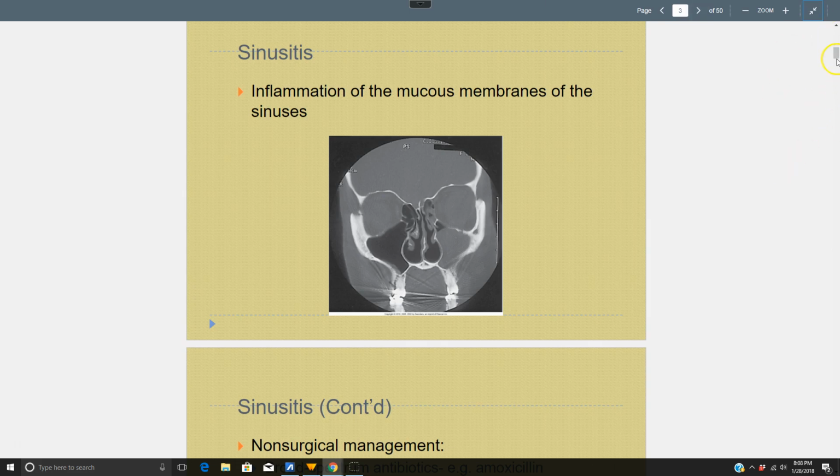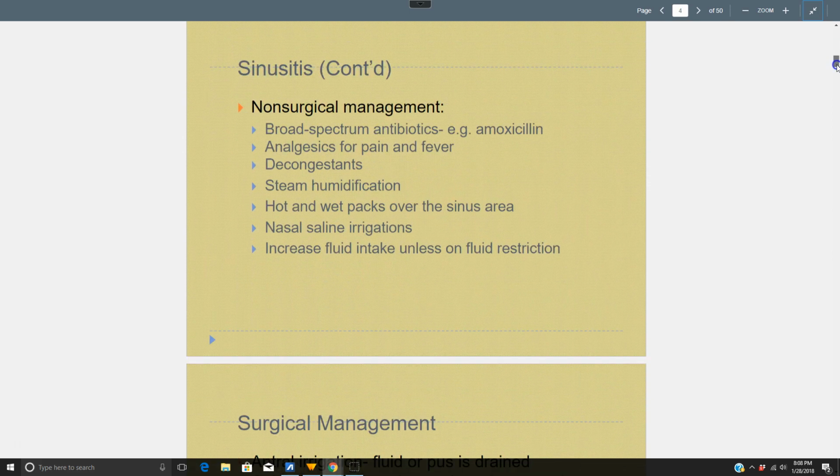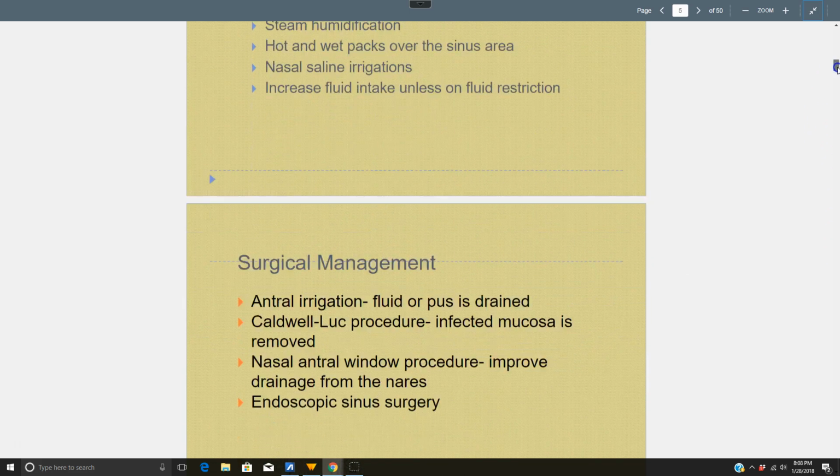You can diagnose it by CT scan, or if you suspect it's from a malignancy, by an MRI. Obviously, it's a bacterial infection, and we'll treat it with broad-spectrum antibiotics such as amoxicillin, analgesics for pain and fever, decongestant, steam, and humidification, and sometimes hot and wet packs over the sinus area help a lot. Sometimes nasal saline irrigations, increased fluid intake unless they're on some type of fluid restrictions.